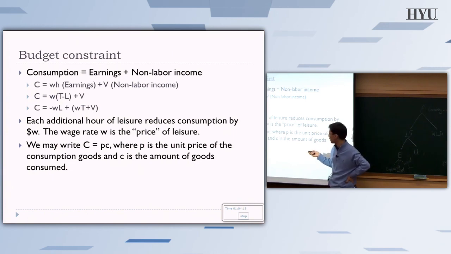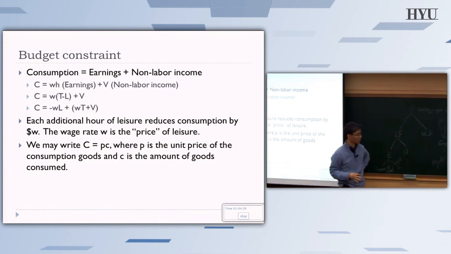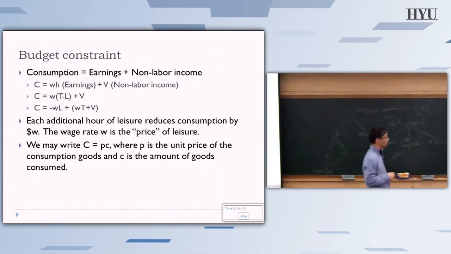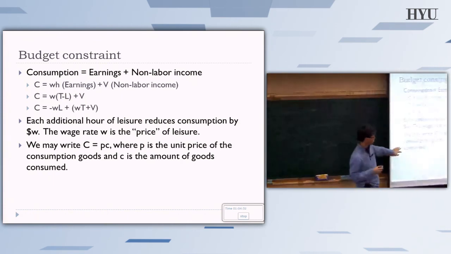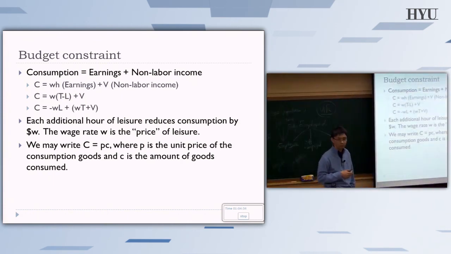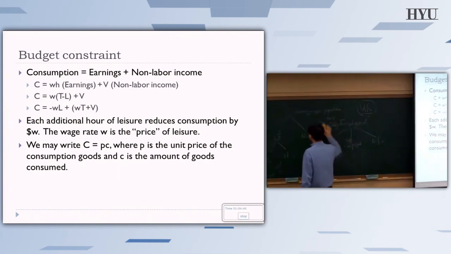Sometimes you can just divide everything by the price of goods and have a real term, but that's not that important at this point. Questions? Now you got it? So we have a utility function, then we have a budget constraint.